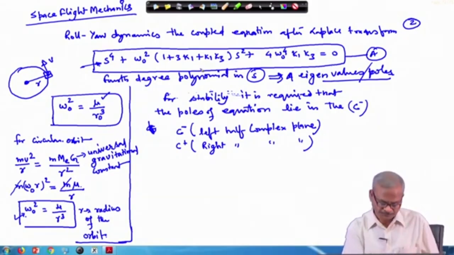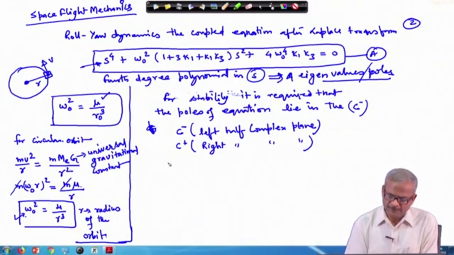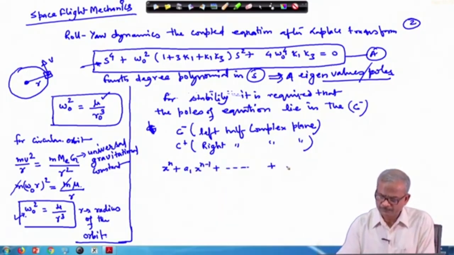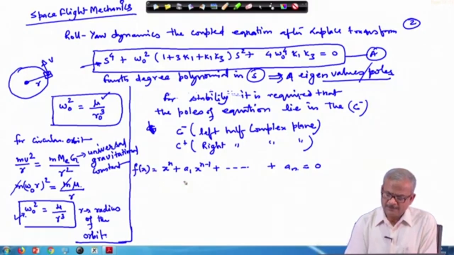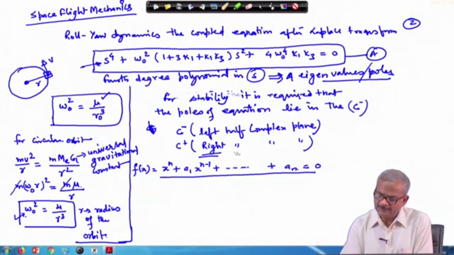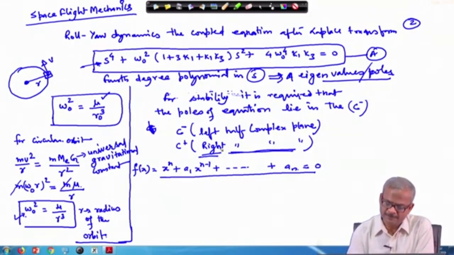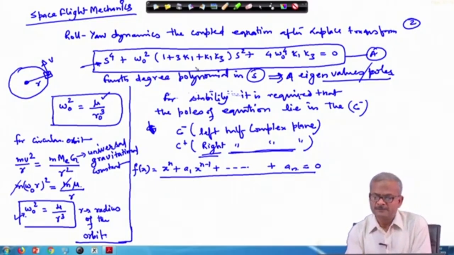Now, what we were discussing from the Descartes rule: if we have a polynomial, say x to the power n plus a 1 times x to the power n minus 1 and so on, this is a polynomial of order n. For this polynomial, if the roots lie in the right half complex plane, the system will be unstable, and if the poles are in the left half complex plane, the system will be stable. So, this is the basic fundamental. We are trying to get the poles for this.